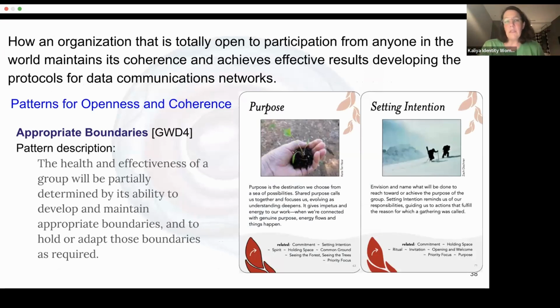So this raises a question that's really profound. How can an organization that is totally open to participation from anyone in the world maintain its coherence and be effective in its results, developing the protocols for data communications on networks? And one way it does this is it maintains appropriate boundaries. It defines its purpose very clearly. We read that earlier in the presentation. And it constantly sets intentions.